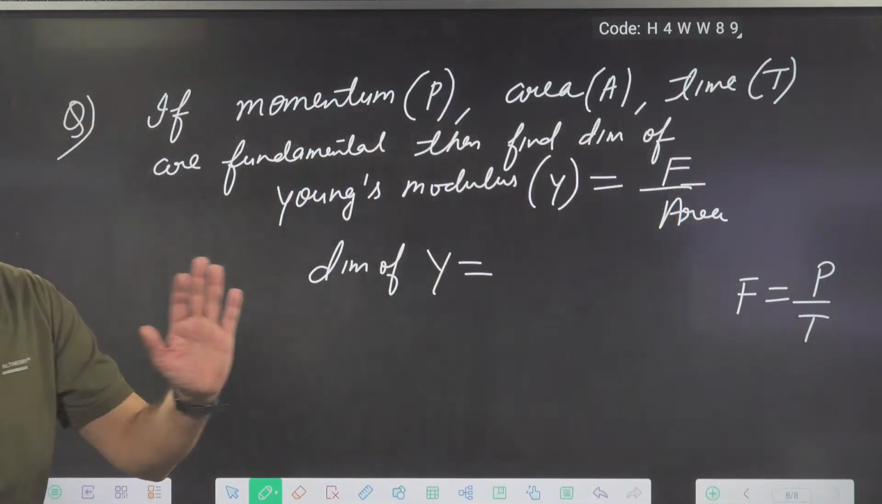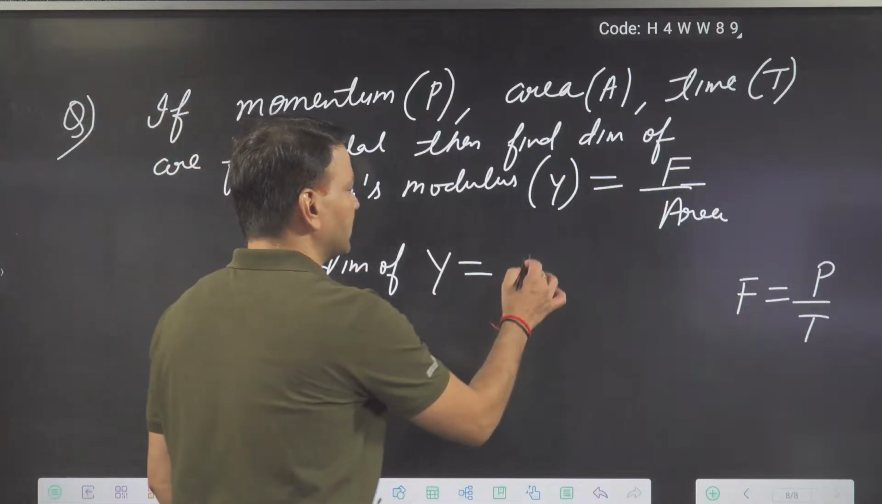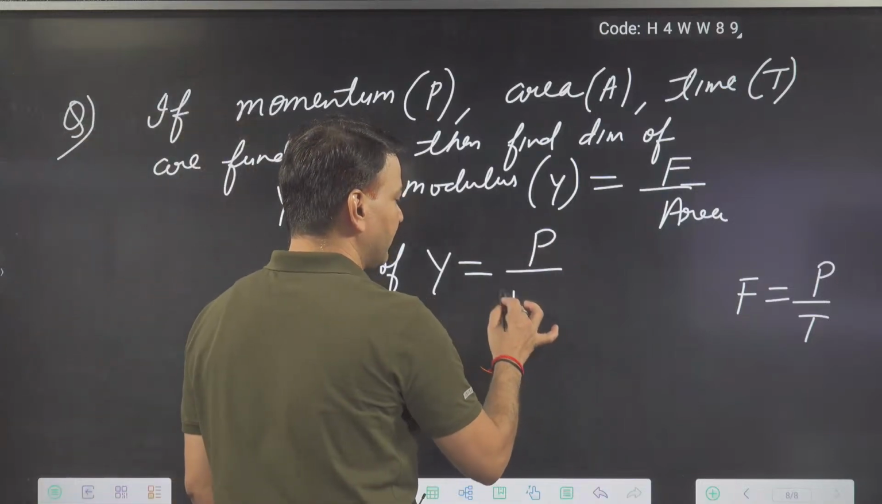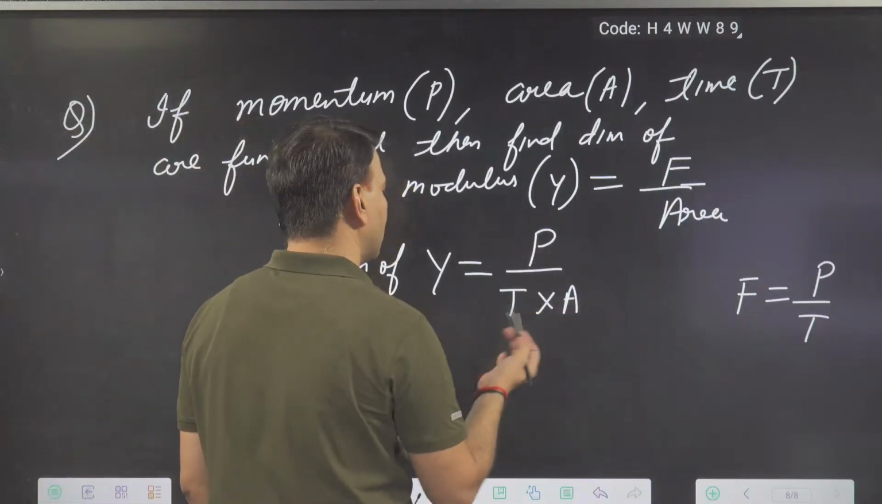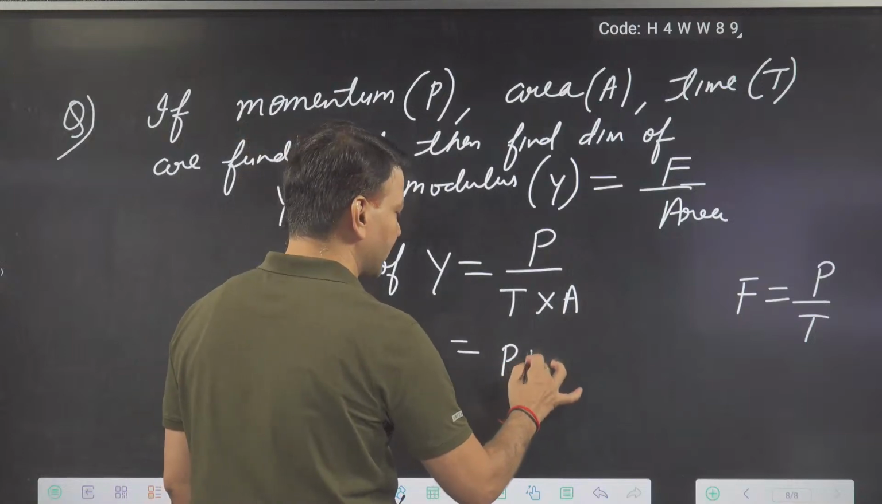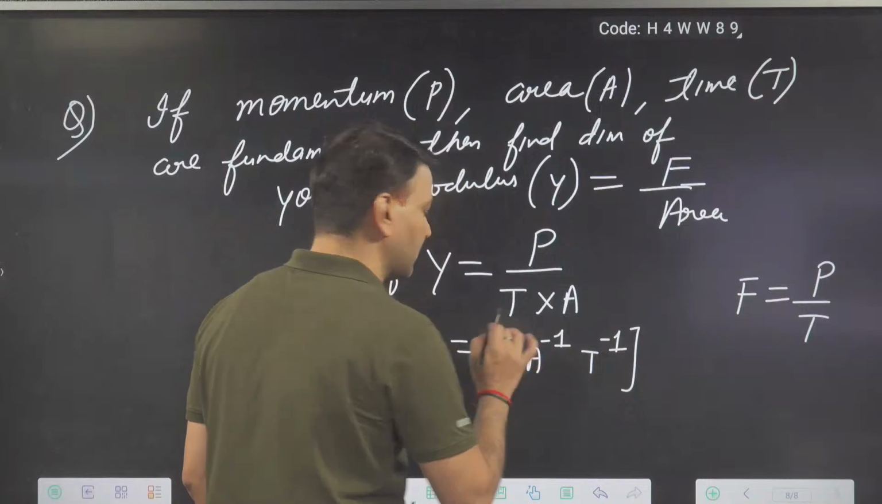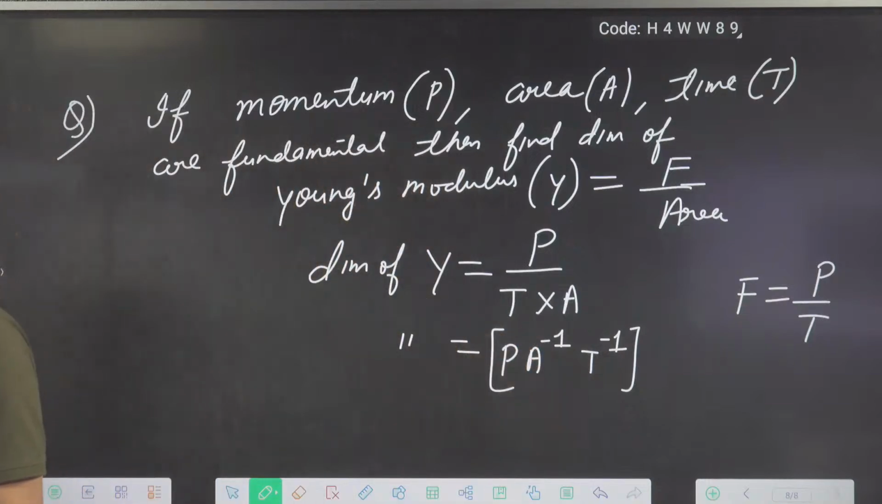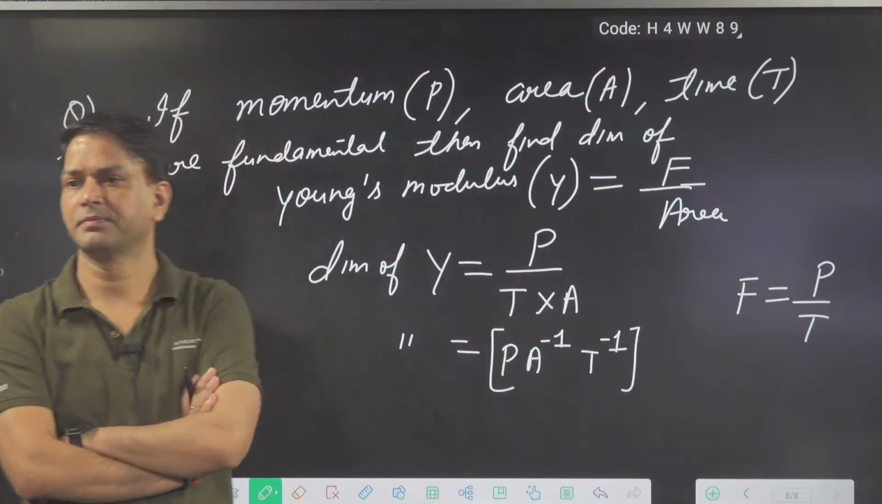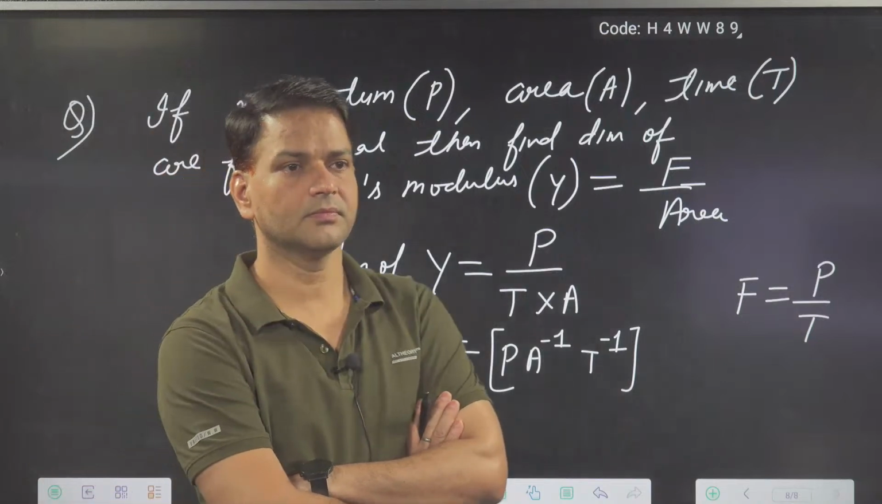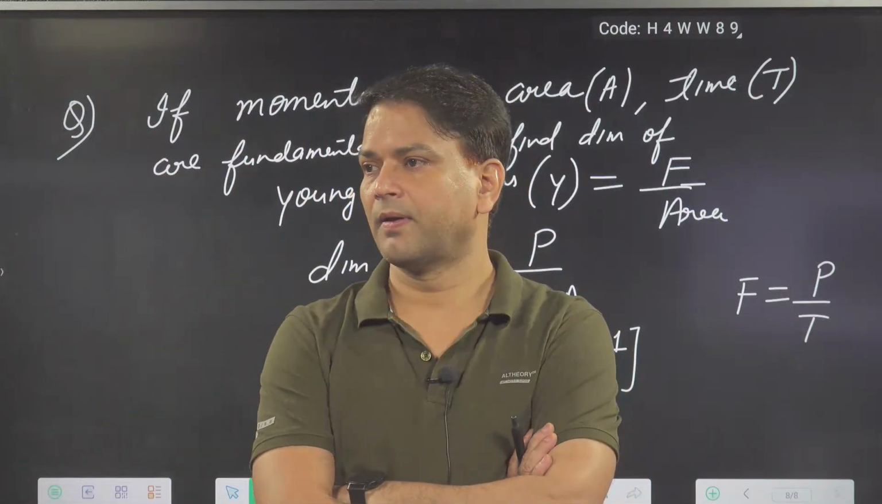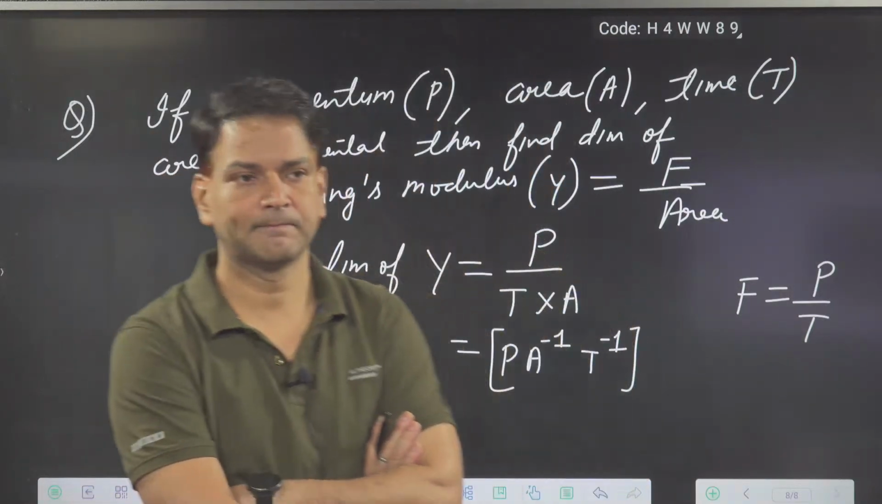Okay, so force I got. Area is already fundamental. Then what is the answer? P by T, and area is A. Then dimension of Y, what did I get? P, A minus 1, T minus 1. This is the dimension of Young's modulus. Everybody got P by AT? Completed. Okay.